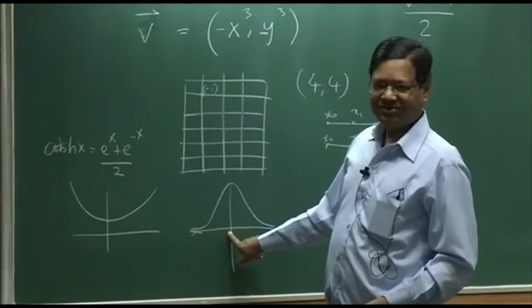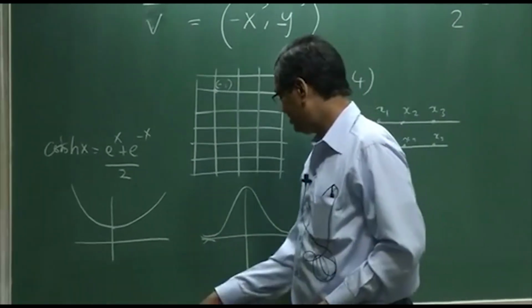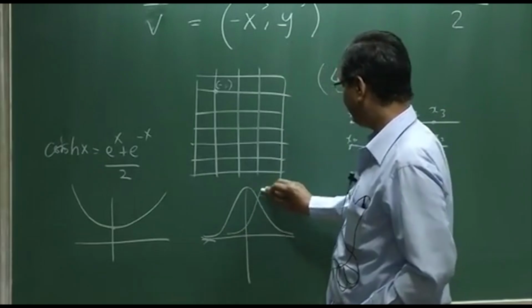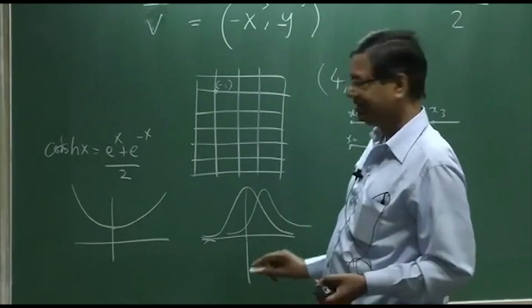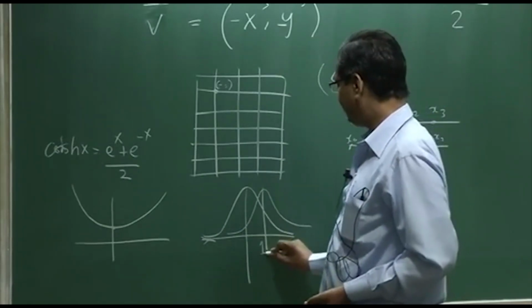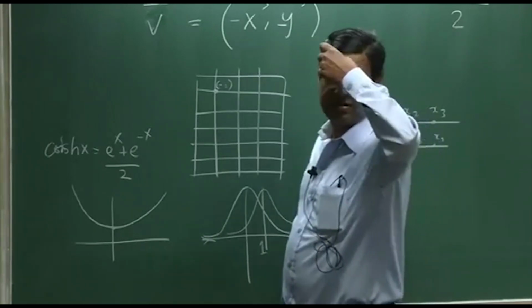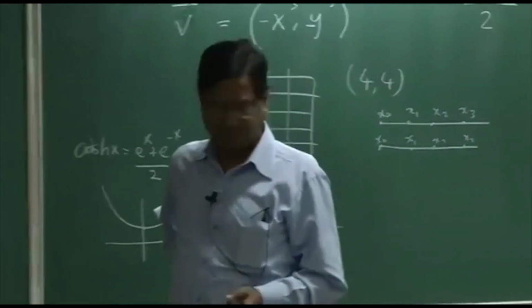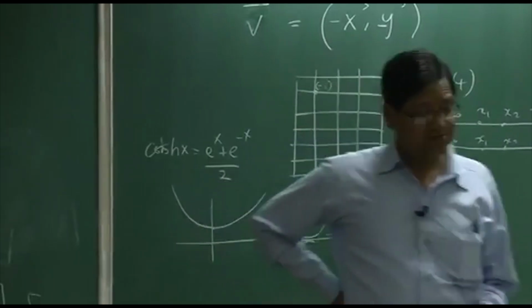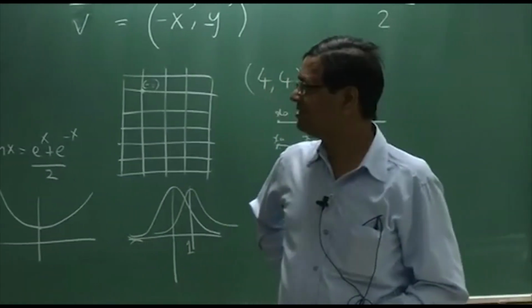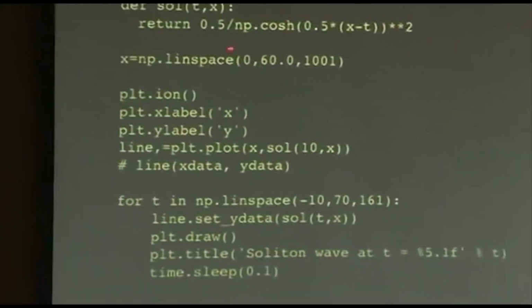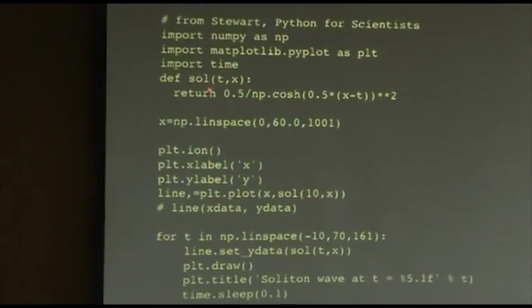Now t equal to 1, what happens to that? It moves to the right. Same function, this will correspond to x equal to 1. So this just shifts. So it's easy to write this code. This is a function, solution of t comma x.